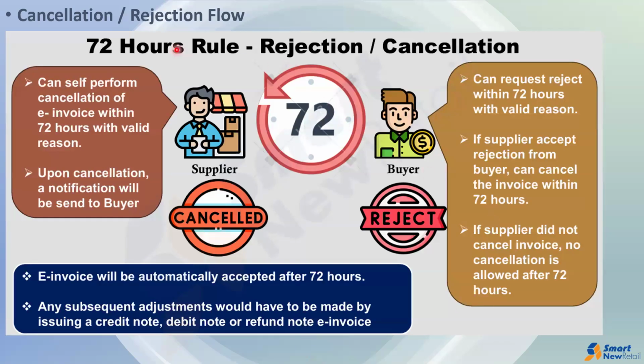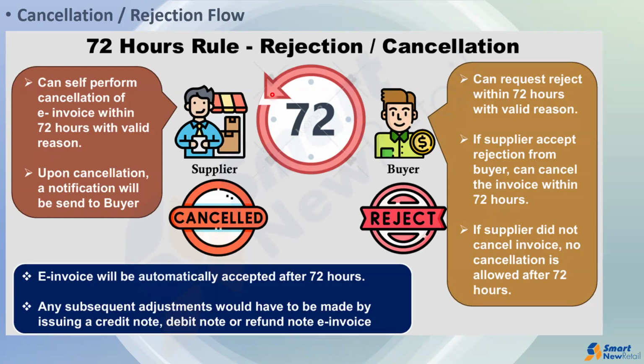Okay, so the 72 hours rule. This rule is set by LHDN. Whatever document you have created, you have 72 hours to submit it to LHDN. If after 72 hours, the document will be rejected, and you are not allowed to submit it again.